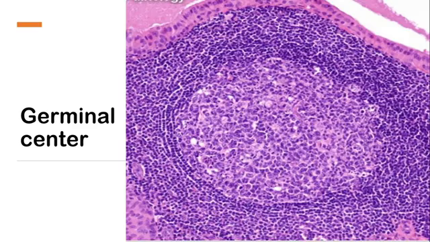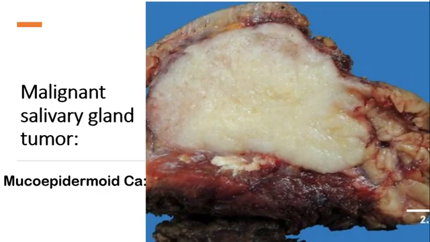This is the second most common benign tumor of the parotid. The commonest malignant salivary gland tumor: there are many malignant tumors of salivary gland, but the most common one is called mucoepidermoid carcinoma. Mucoepidermoid carcinoma. Features of malignancy.